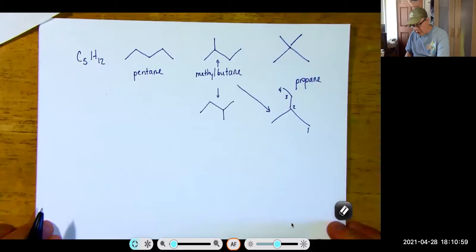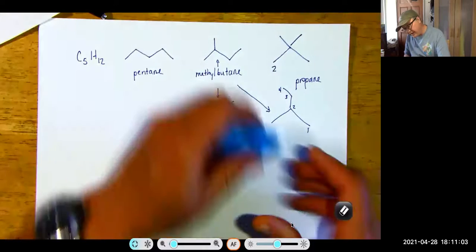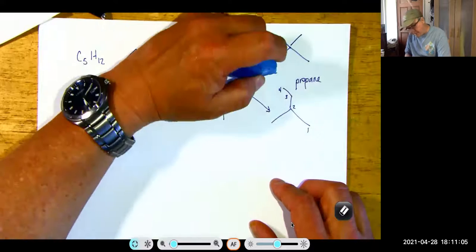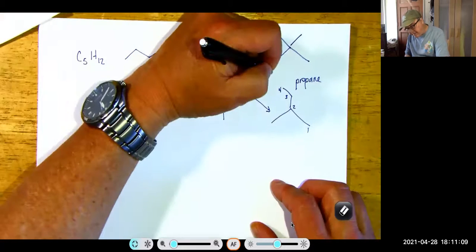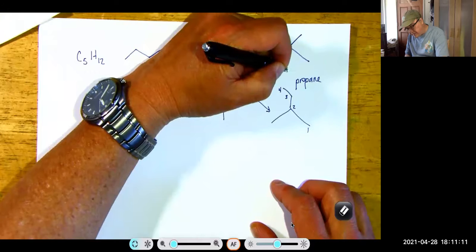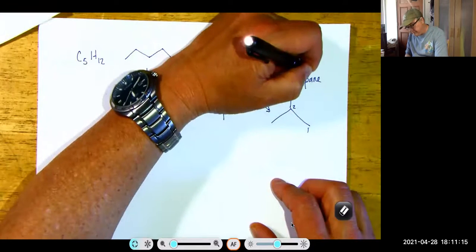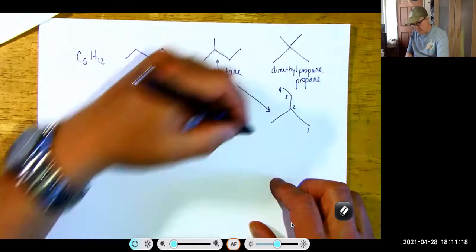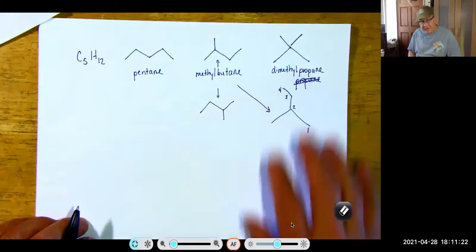And this is called, we don't need the numbers. It's simply called dimethyl propane. So I'm going to cross that out. So these are all the isomers of C5H12.